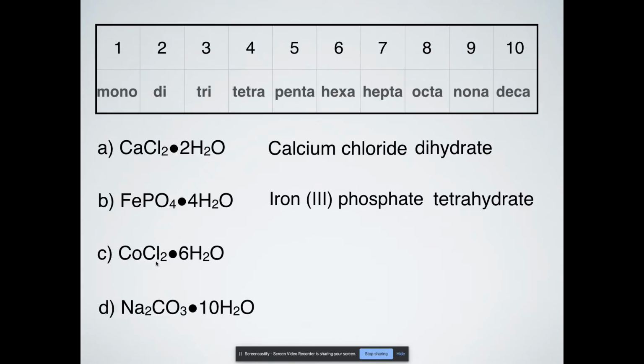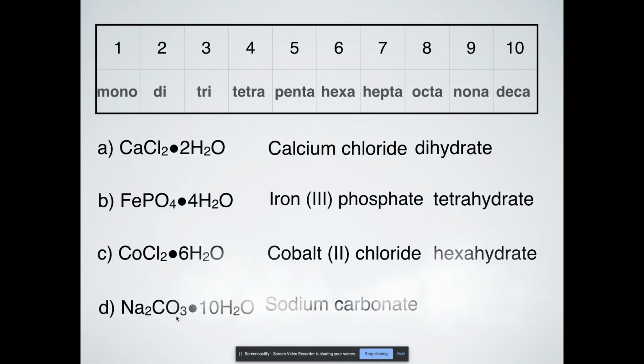Next one, also a transition metal, CoCl2. Co is cobalt, Cl is chloride, but I need to know what my charge is. On this one, at least, it's a little easier. I have this little subscript which tells me this must have been a +2. So that's cobalt(II) chloride. And then 6, that's hexahydrate. Last one, I've got sodium, I've got carbonate. So that's easy, that's just sodium carbonate. And then 10 is deca, so that would be decahydrate.